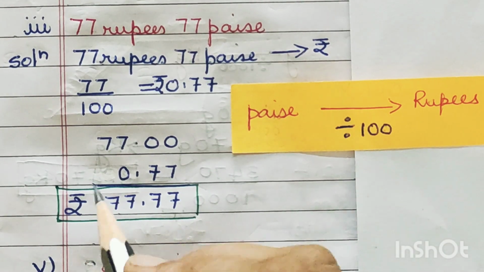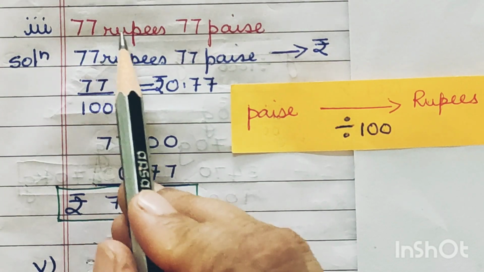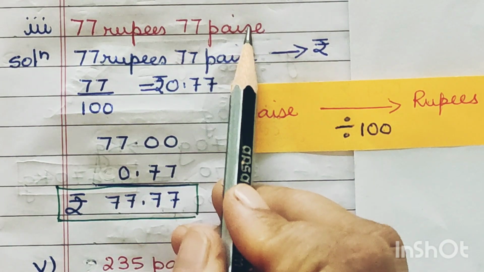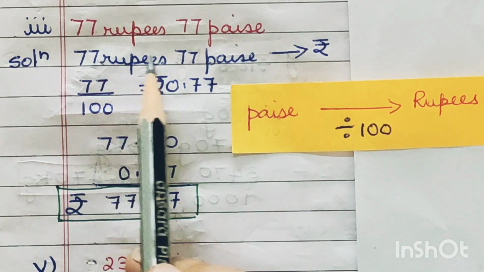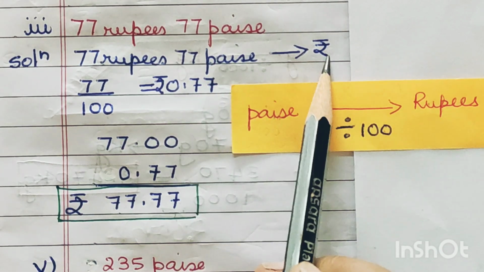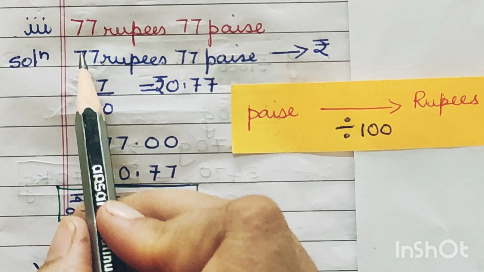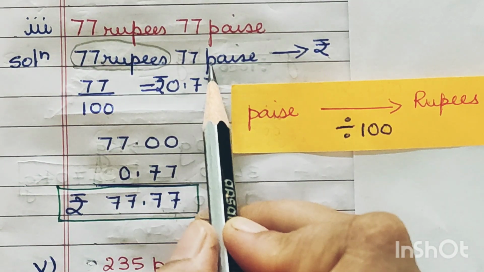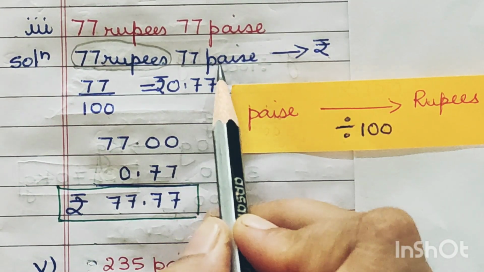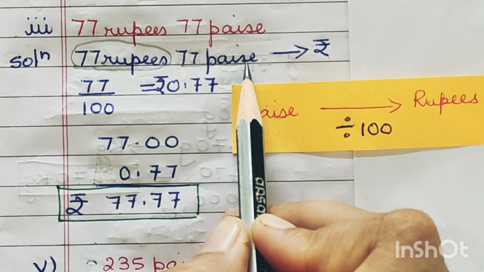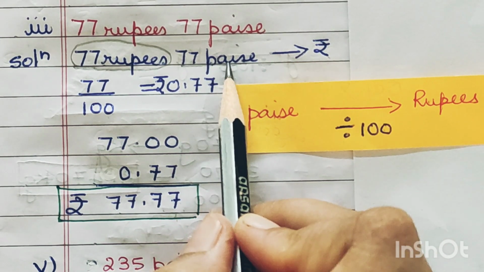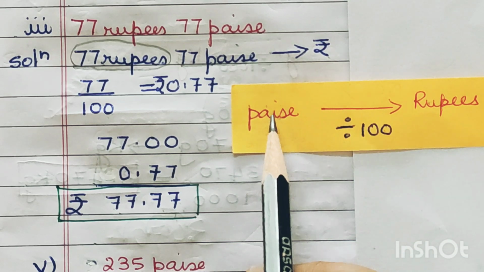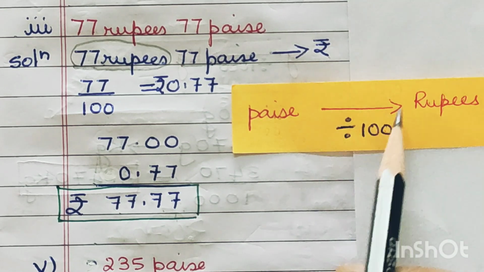The third case: we have 77 rupees and 77 paise. We have to convert all of this into rupees. If you notice, 77 is already in rupees. So what you have to work on converting is the 77 paise into rupees. For converting paise into rupees, we know that we have to divide the number by 100.